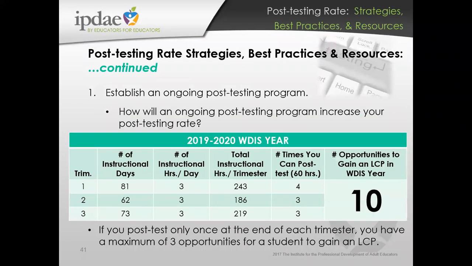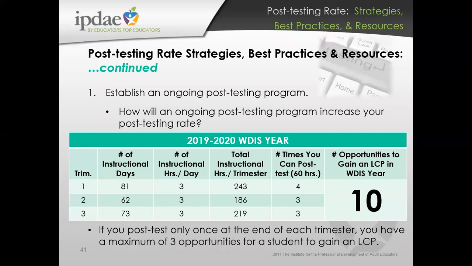So let's explore how having an ongoing testing program increases the number of opportunities each student is going to have towards gaining that LCP. Remember that we only count 1 LCP per student per WITIS year. Let's take a closer look at this chart. This chart in particular represents the 3 trimesters in the current 2019-20 WITIS year. It's an example and may not be 100% representative of the number of instructional days and hours of instruction per day for your particular district and school site, but nonetheless, it still serves to answer the question.